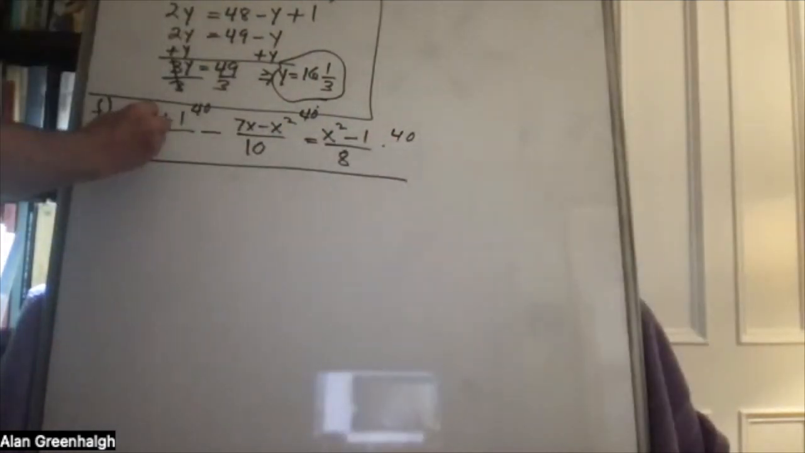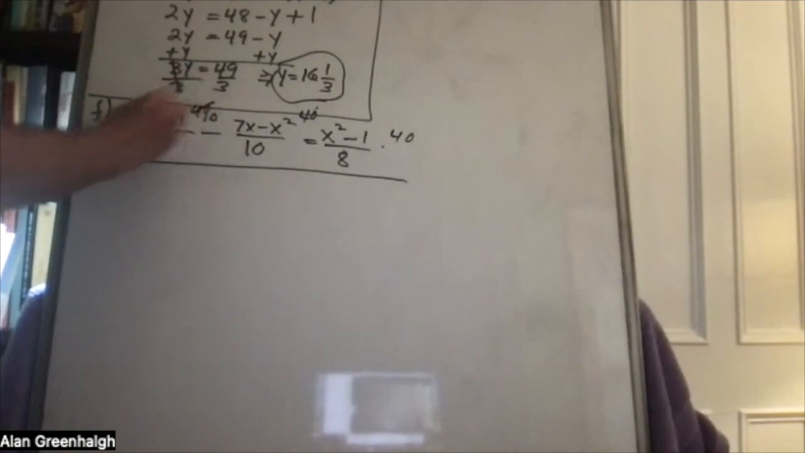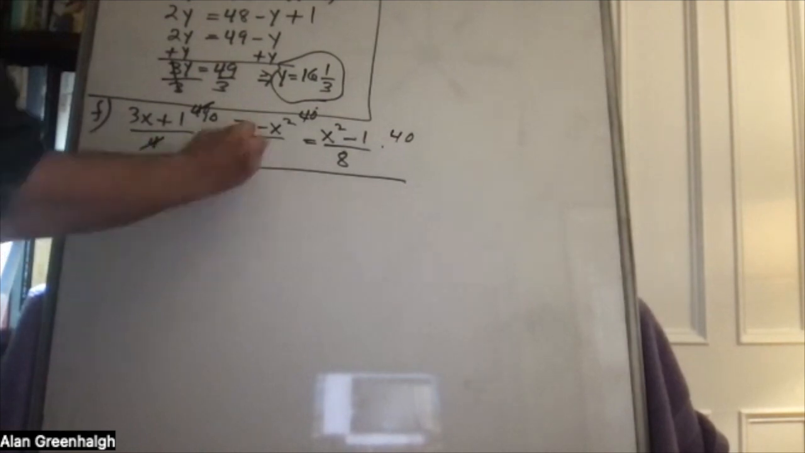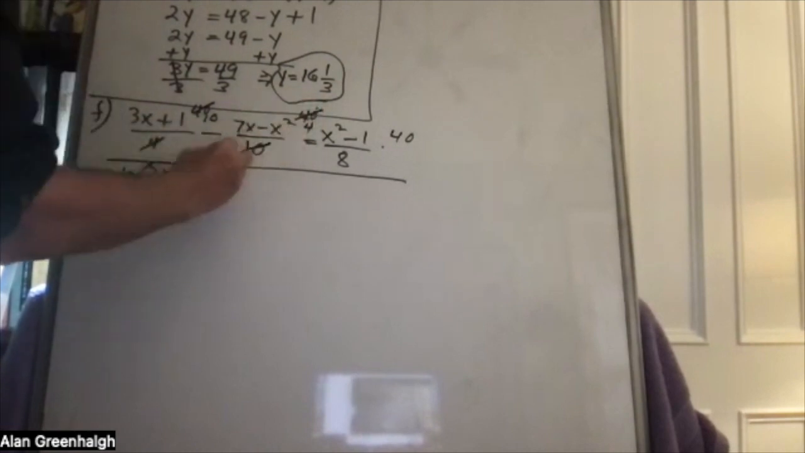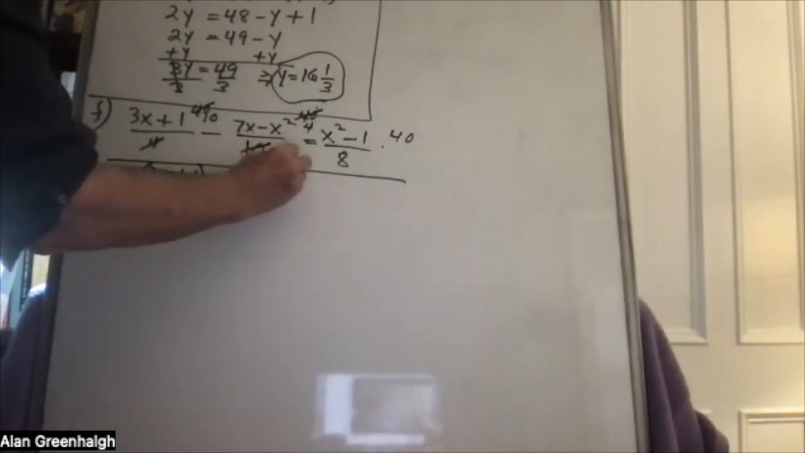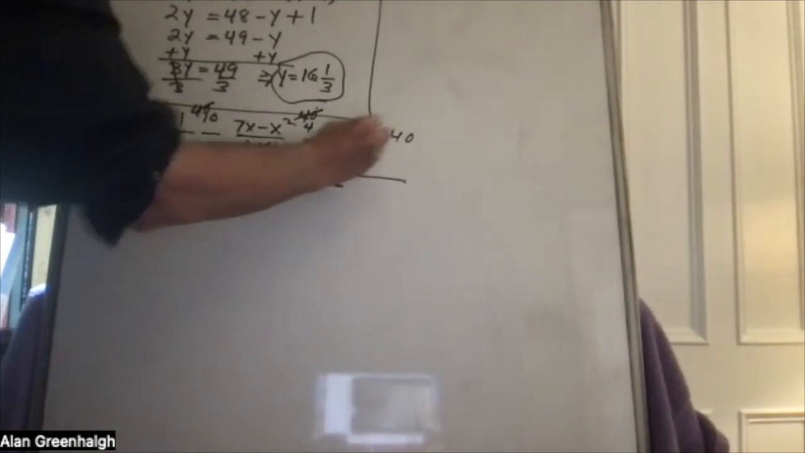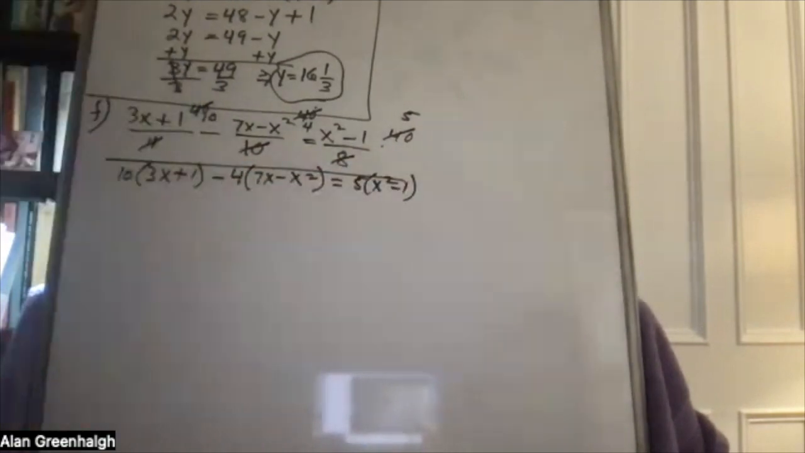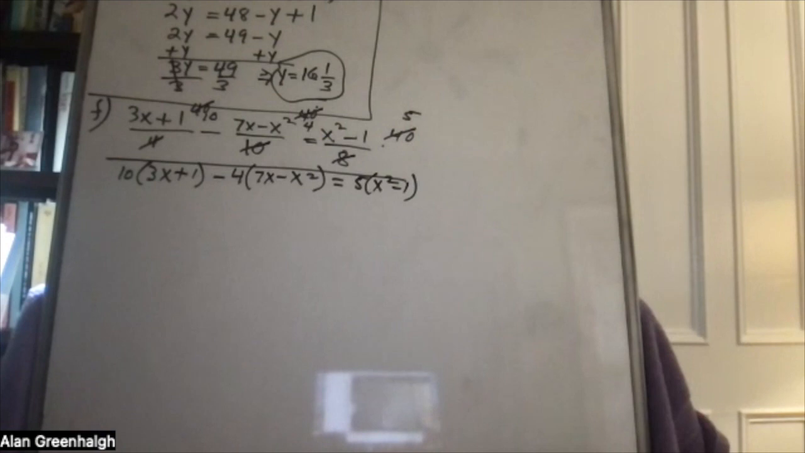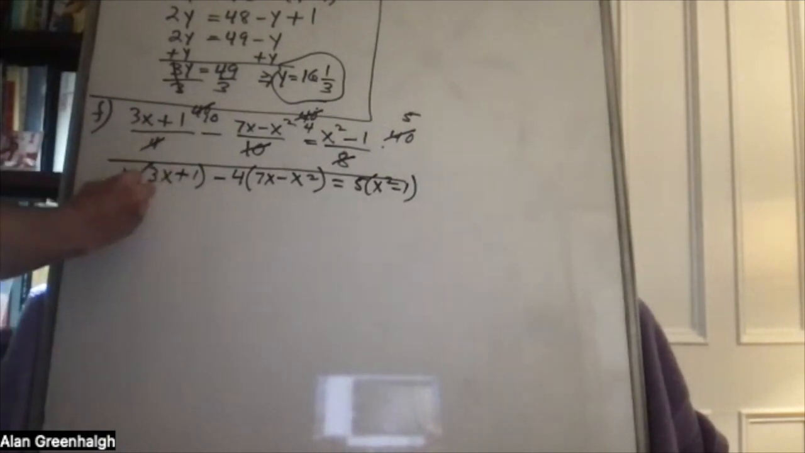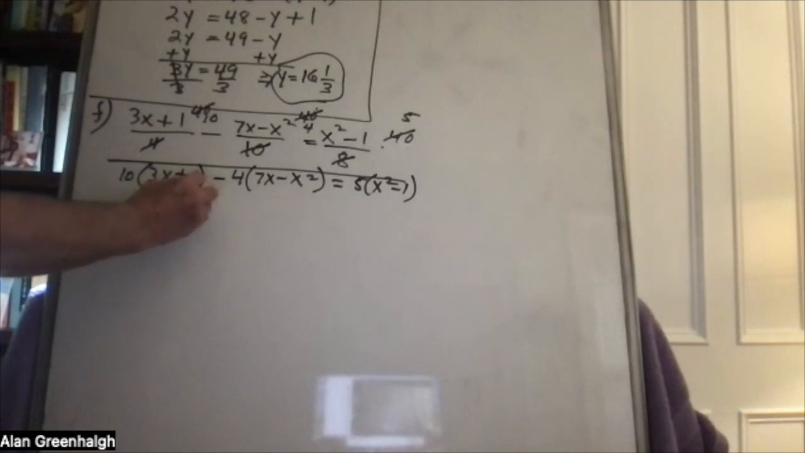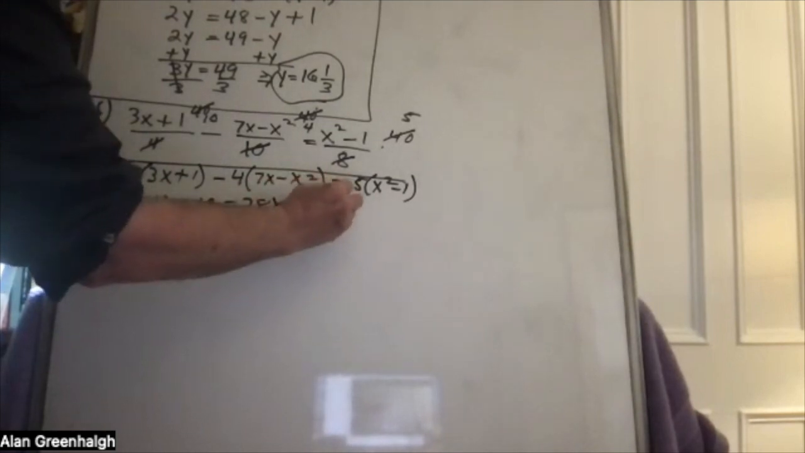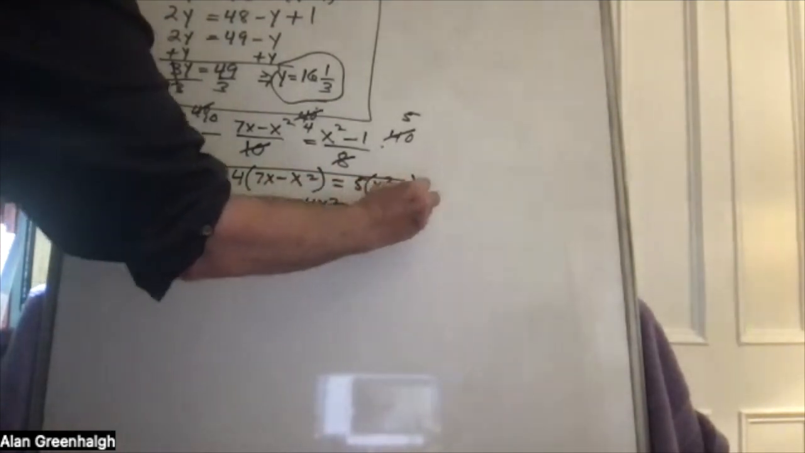Okay, so 4 into 40 goes 10. 10 times 3x plus 1 minus 10 into 40 is 4. 4 times 7x minus x squared. And 8 into 40 is 5. 5 times x squared minus 1. Okay, and now 30x plus 10 minus 28x plus 4x squared equals 5x squared minus 5.